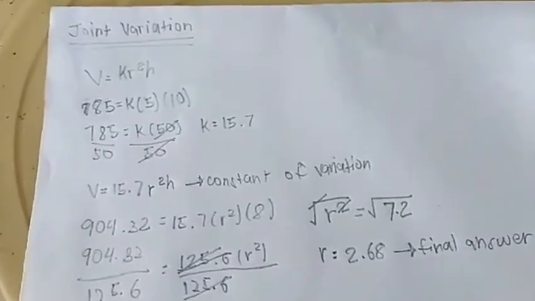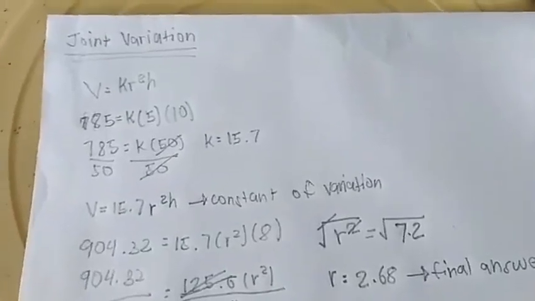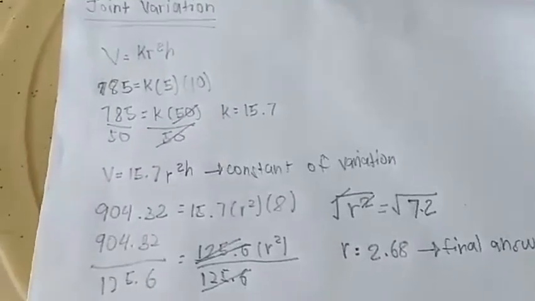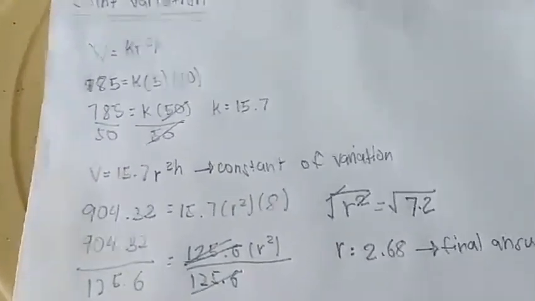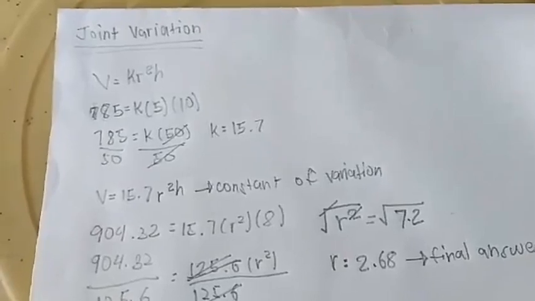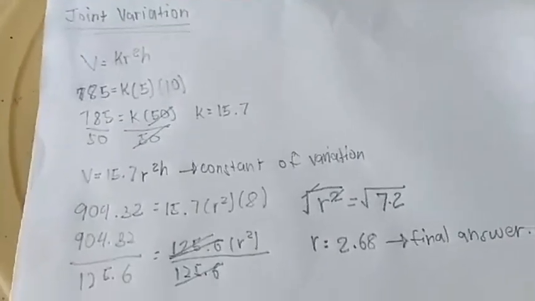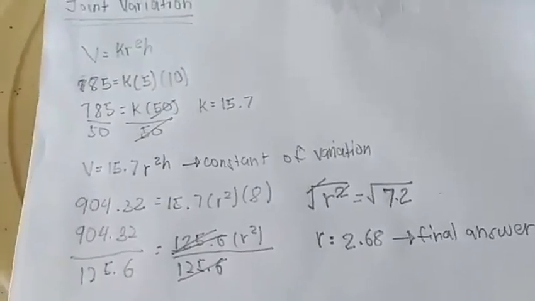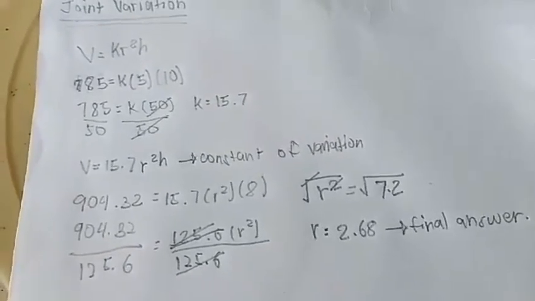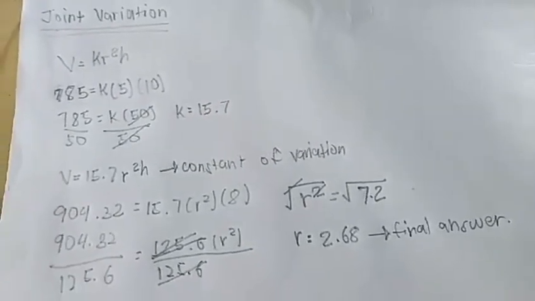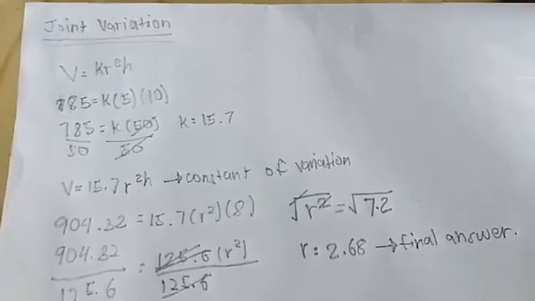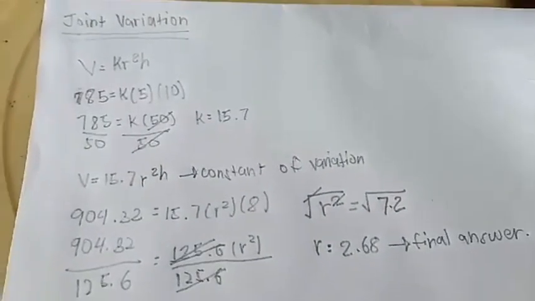For the joint variation, V is equal to kr squared h, and 785 is equal to k times 5 times 10. Multiply them and proceed to the next step by dividing. 785 is equal to k times 50, and to leave the k alone, divide both sides by the same number. 785 all over 50, and our k will be 15.7, and our equation of variation is V is equal to 15.7 r squared h.